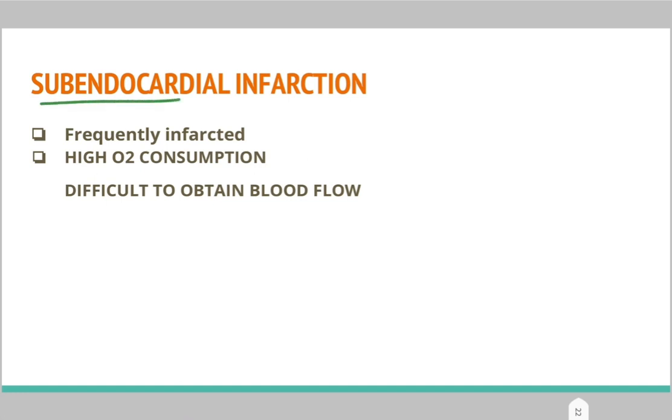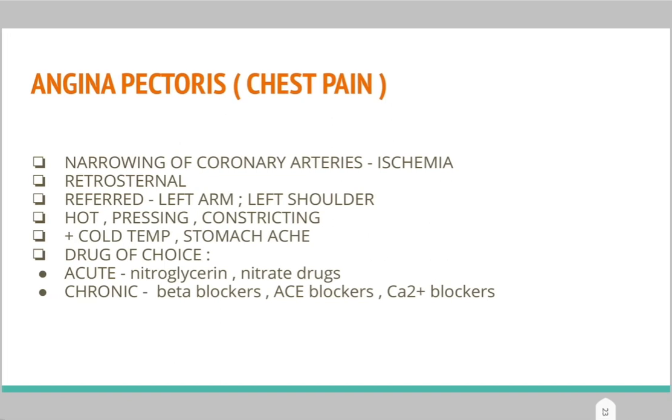The most common infarction site is the subendocardial region because it consumes high amount of oxygen and it is difficult to obtain the blood flow because it is present on the inner aspect. So the most common area for the infarction is the subendocardial region.